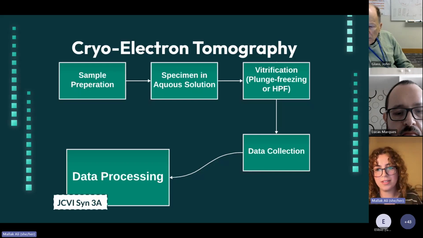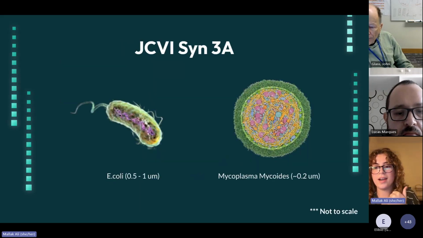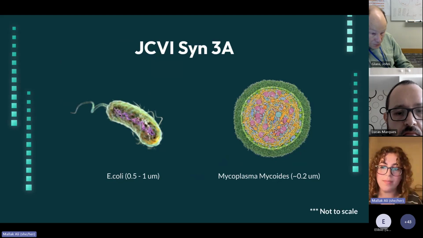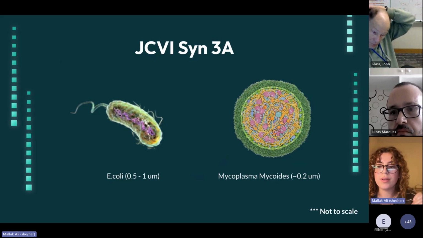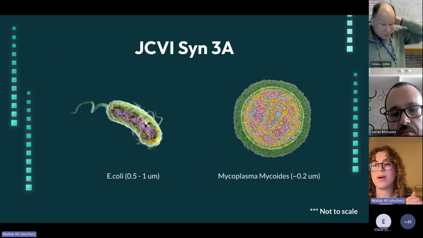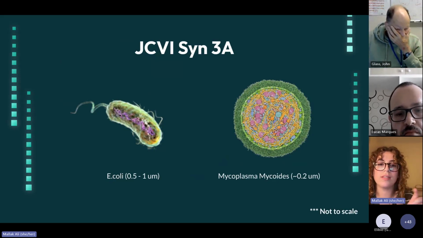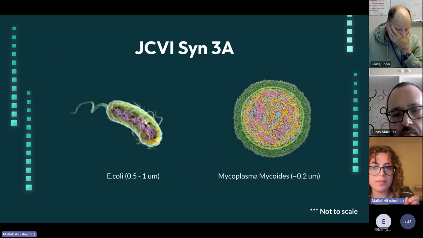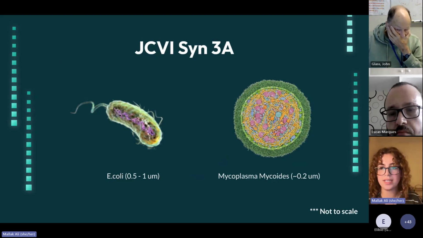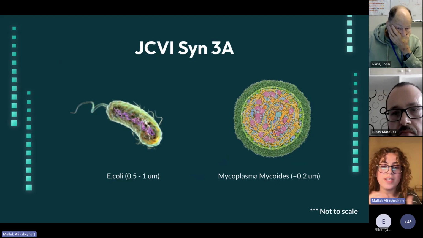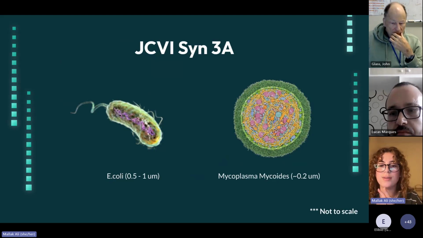So the great thing about JCVI-syn3A is that the cell's diameter would typically average at about 400 nanometers, meaning that we can bypass FIB milling. So FIB milling is focused ion beam milling that's required when the sample is too thick. So as the name suggests, it's a cluster of focused ion beams that precisely etch away at the layers of the sample. So it's very time consuming, very costly. So it's nice that we can avoid that with syn3A.